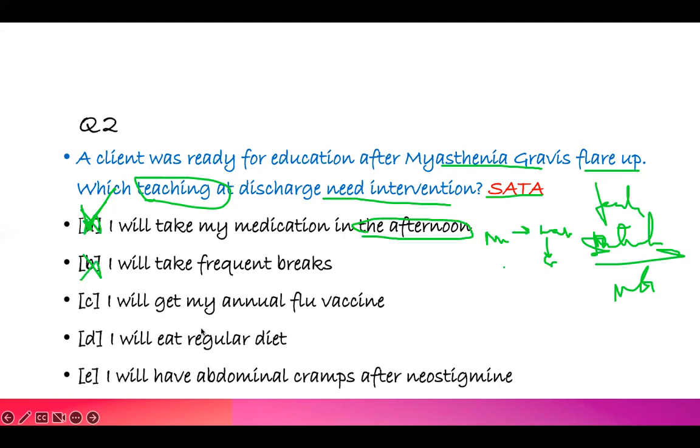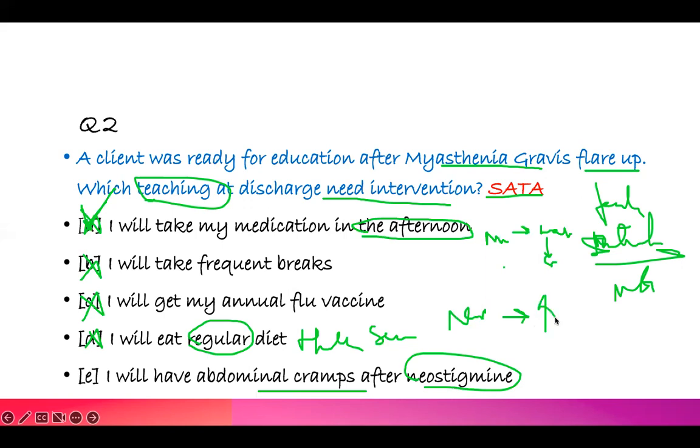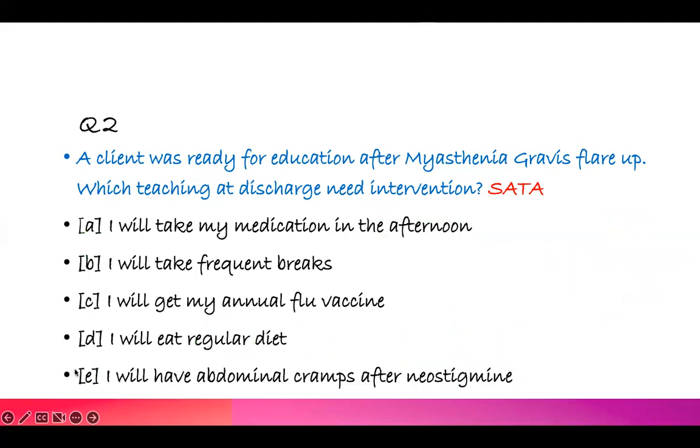I will get my annual flu vaccine. Yes, go get it. Otherwise, you get sick. I will eat regular food. You want them to have thickened, so semi-solid, I think is good. So this is wrong. I will have abdominal cramps after neostigmine. Well, we talked about it. When you give somebody neostigmine, you increase the acetylcholine. If you overshoot, even more acetylcholine will cause diarrhea and muscle cramps. So this is good. So that's how you do that. Straightforward, using pathophysiology to answer this.